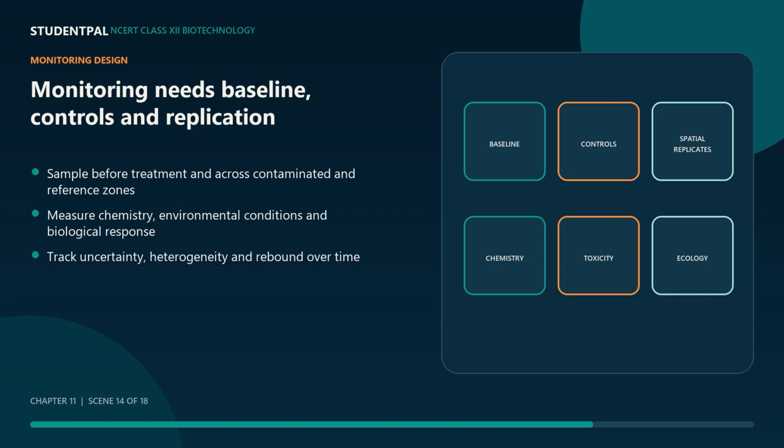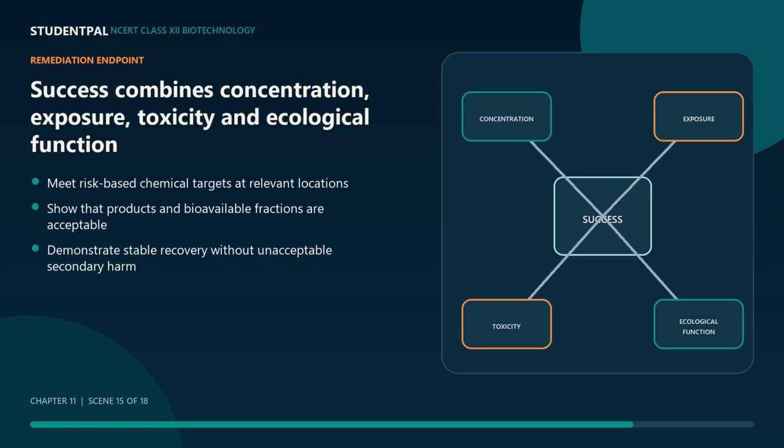Sampling continues after active treatment to detect rebound or remobilization. The study should report detection limits, variability, and missing evidence. One convenient sample cannot represent an entire site. A remediation endpoint is the predefined evidence needed to stop or change treatment.